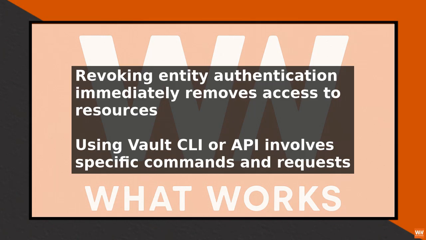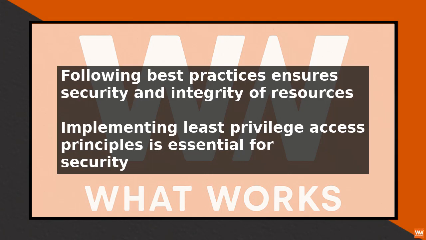Best practices for revoking Vault AWS Auth include regularly reviewing and updating access controls, monitoring entity activity, and implementing least privilege access principles. By following these best practices and understanding the process of revoking Vault AWS Auth, you can maintain the security and integrity of your AWS resources and ensure that access is granted only to authorized entities.